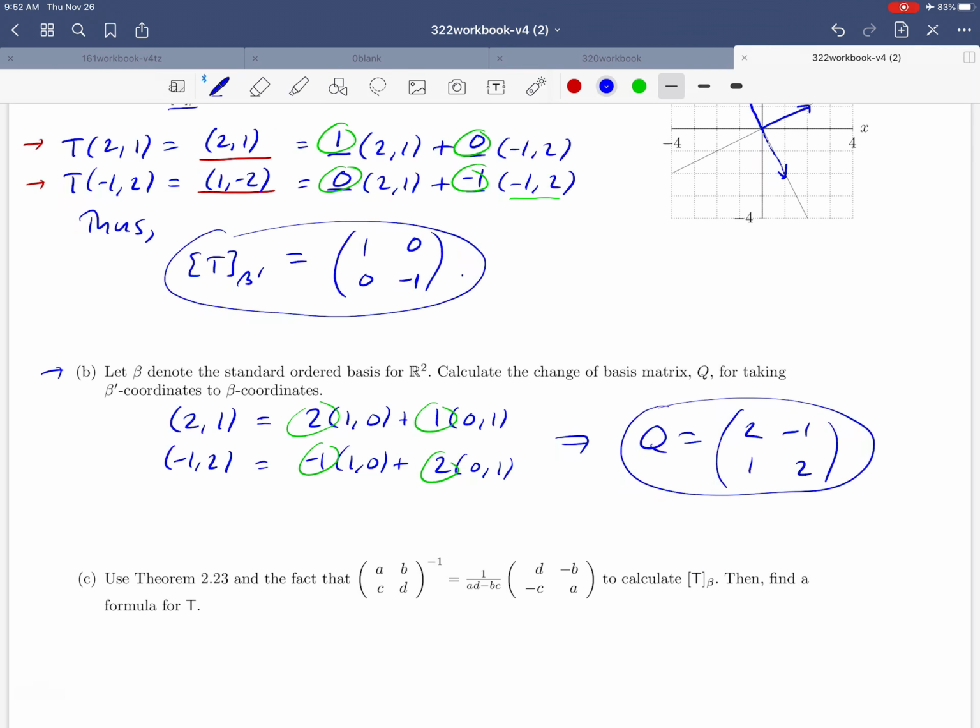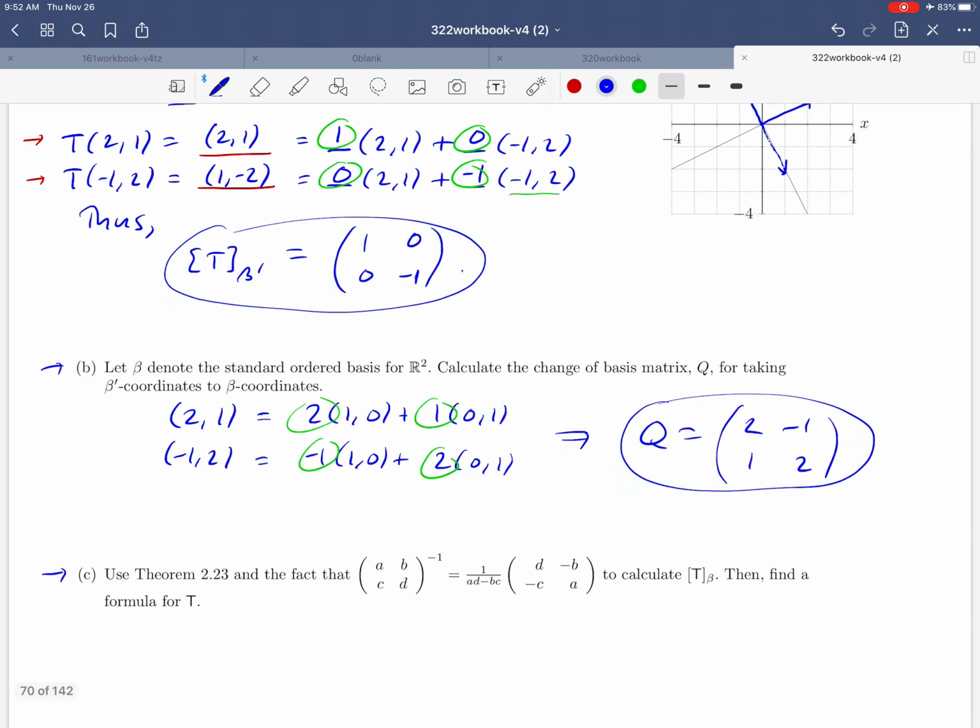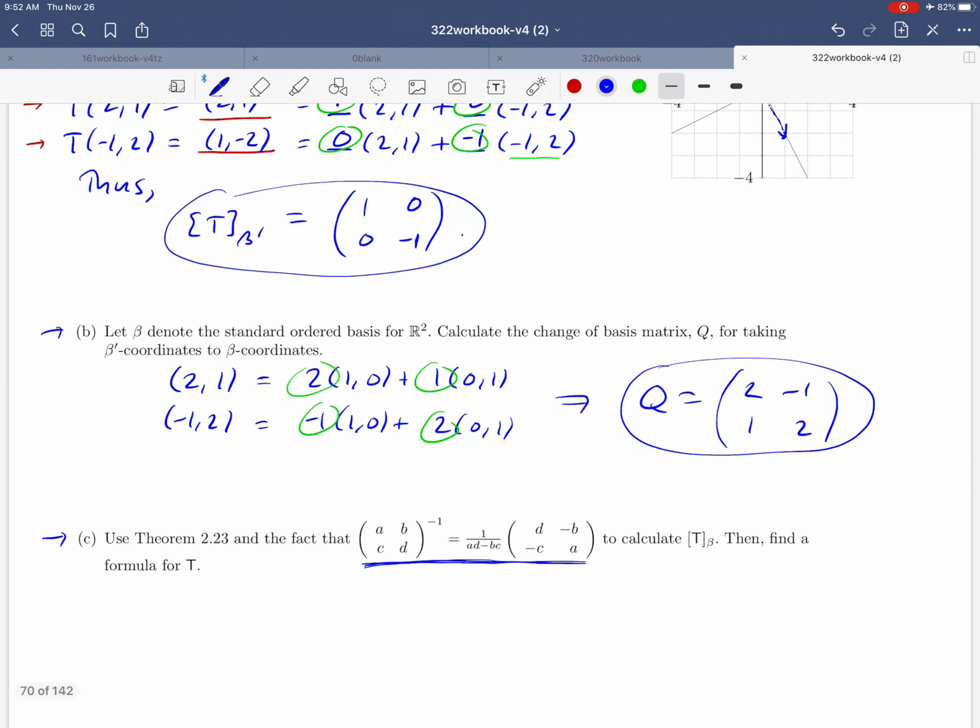All right, and now here comes Theorem 2.23. Okay, so they'd like us to, and that's the theorem that we looked at in the last video, use Theorem 2.23 and the fact that the inverse of a 2 by 2 matrix is given by this formula to calculate the matrix of T relative to beta. Maybe if you've taken a course involving matrices, you might have run across this formula before. We're just going to accept it and use it in the problem that we're doing here.